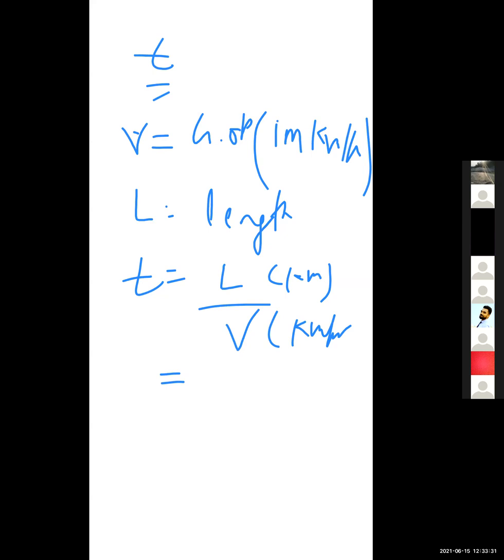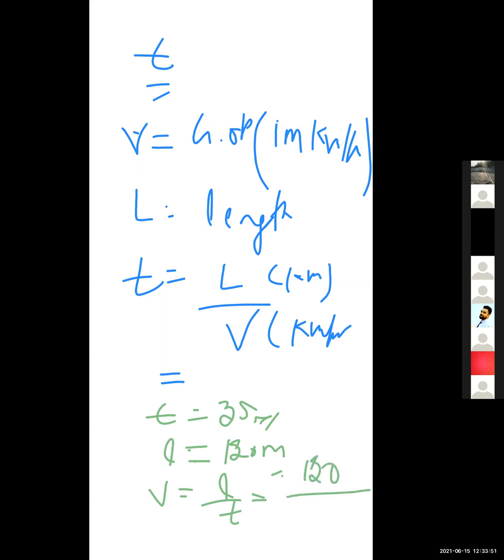So from your question, given information is t equal to 3 seconds, okay, and the length is given, that is distance is given 150 meter. So speed we can calculate L by T, that is length 150 divided by time equal to 3 seconds. Okay, so here also we can convert in kilometer per hour. So meter divided by 1000 and second divided by 3600.